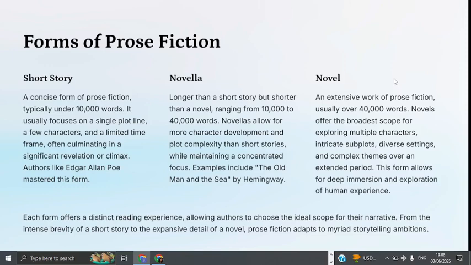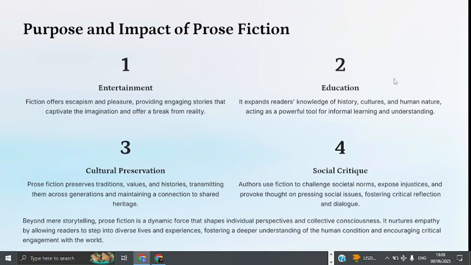So let's now move on to the purpose and impact of prose fiction. What are the purpose and impacts of prose fiction? One purpose or impact of prose fiction is entertainment. Another purpose is education. Thirdly, cultural preservation, and lastly, social critique.